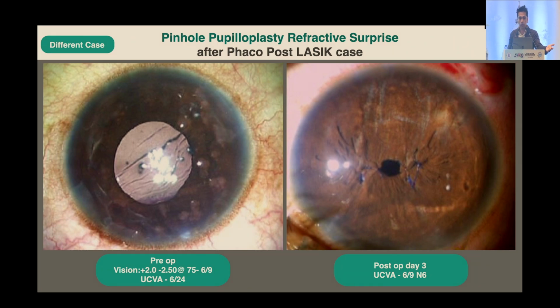Some other cases where you can use pinhole pupilloplasty is post-LASIK. You can see the striae. They will never go away. You can keep ironing them. This is a 20-year-old case.